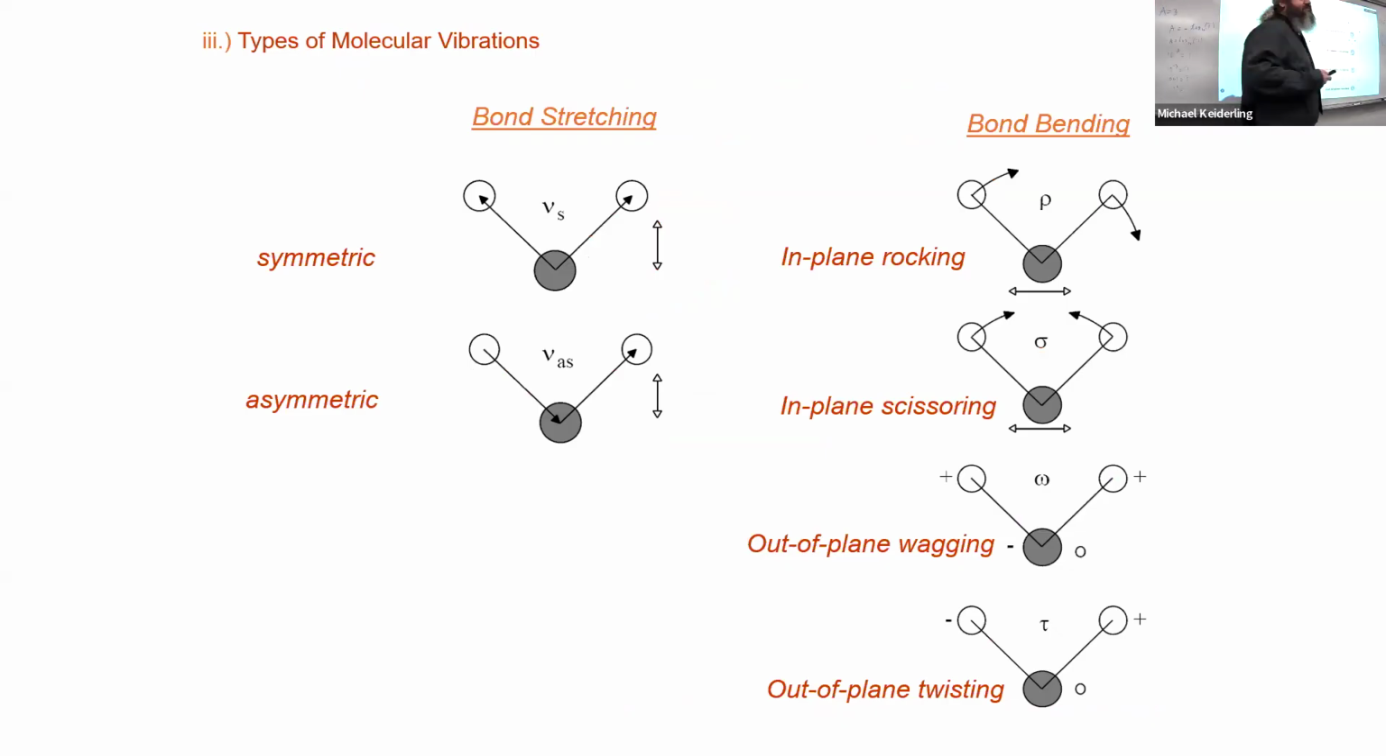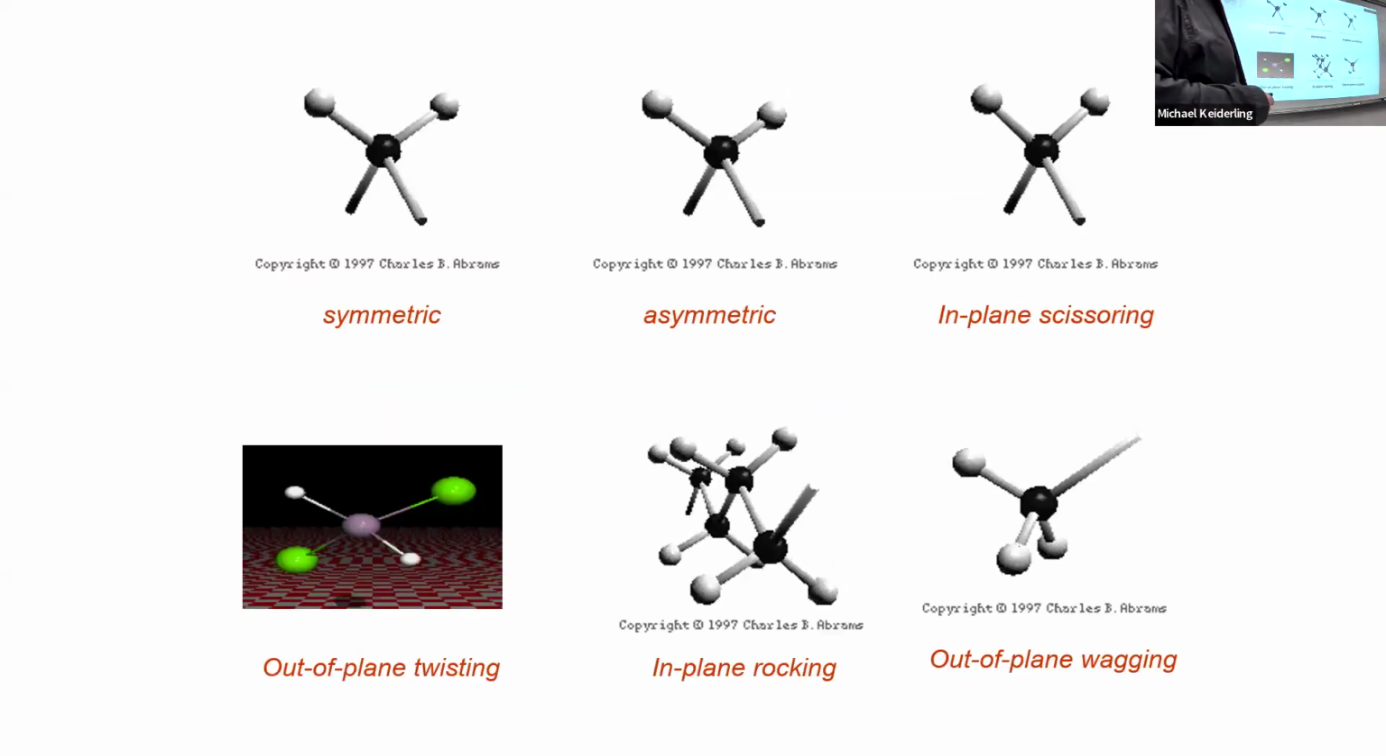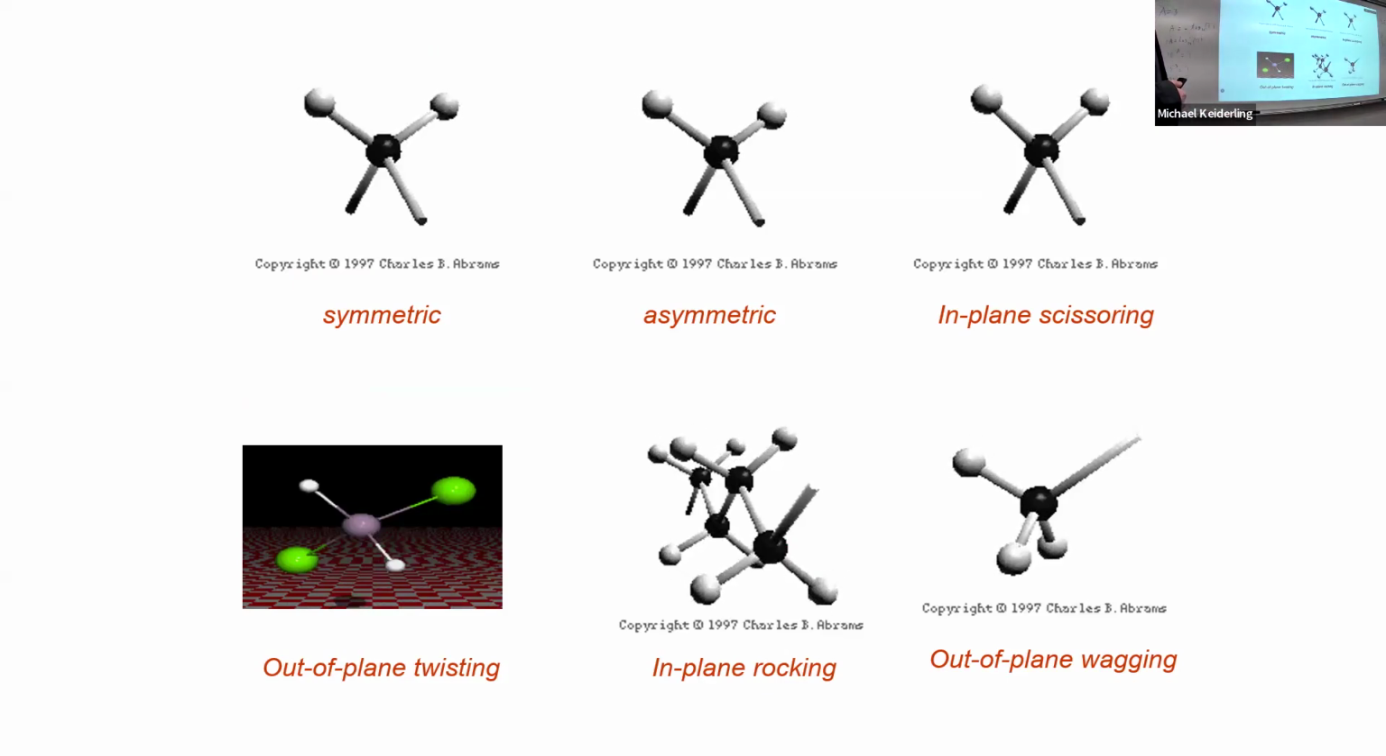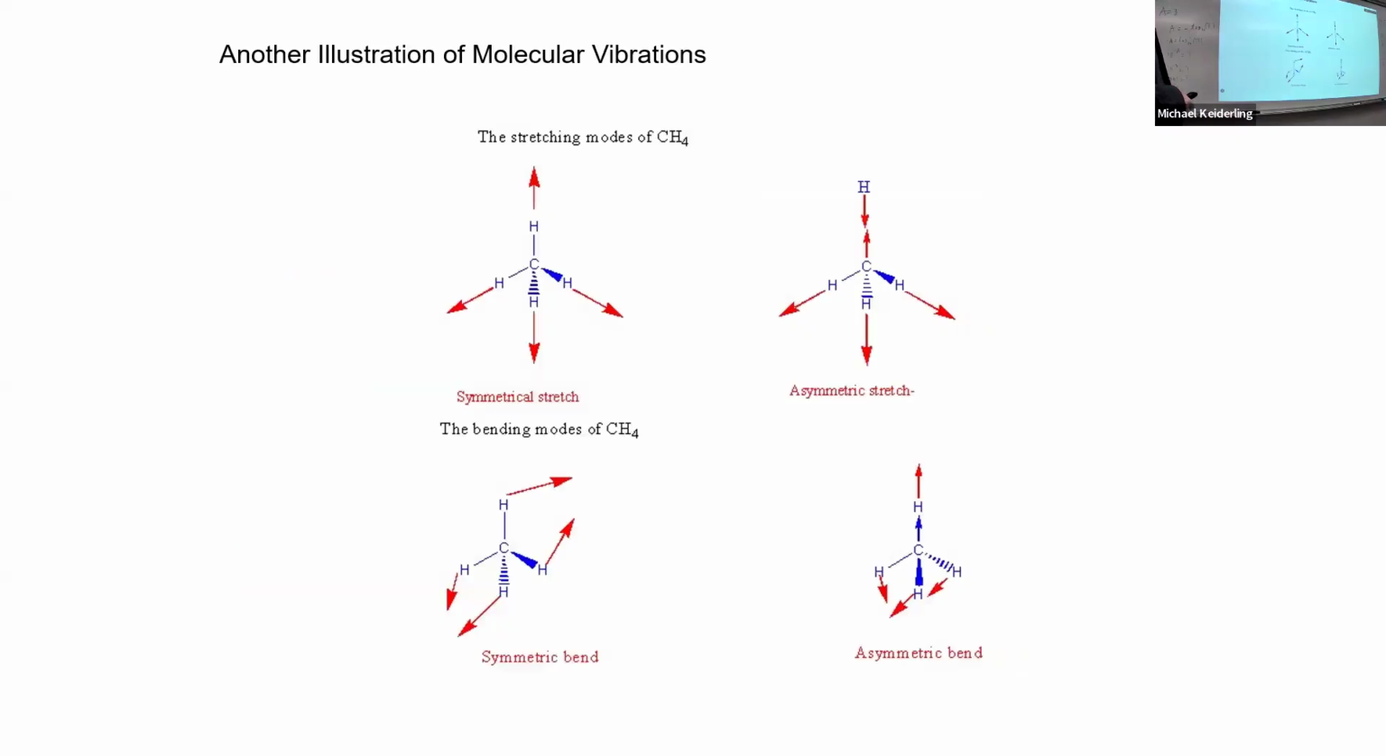And the types of molecular vibrations: bond stretching can either be symmetric, where they both go out and in, or asymmetric, where one side goes in and the other side goes out. When you have bending, it can be rocking, scissoring, wagging, or twisting. So here are some animations of those, and here's some other illustrations of those.